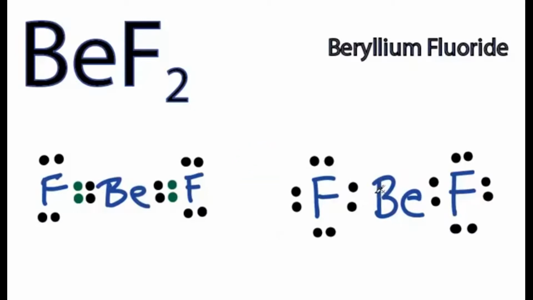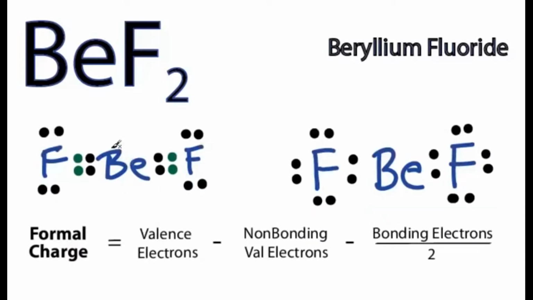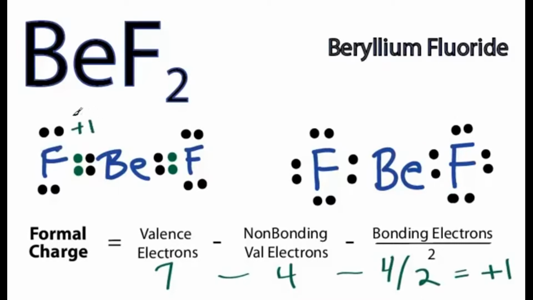To answer that, we can use formal charges. So let's calculate the formal charge on each atom. We'll start with this fluorine right here. Fluorine on the periodic table has 7 valence electrons. Non-bonding, that's those guys right there, we have 4 of them. And then bonding, we also have 4, so we'll take 4 over 2. So 7 minus 4 minus 2 gives us a positive 1. So the formal charge for this fluorine is +1.